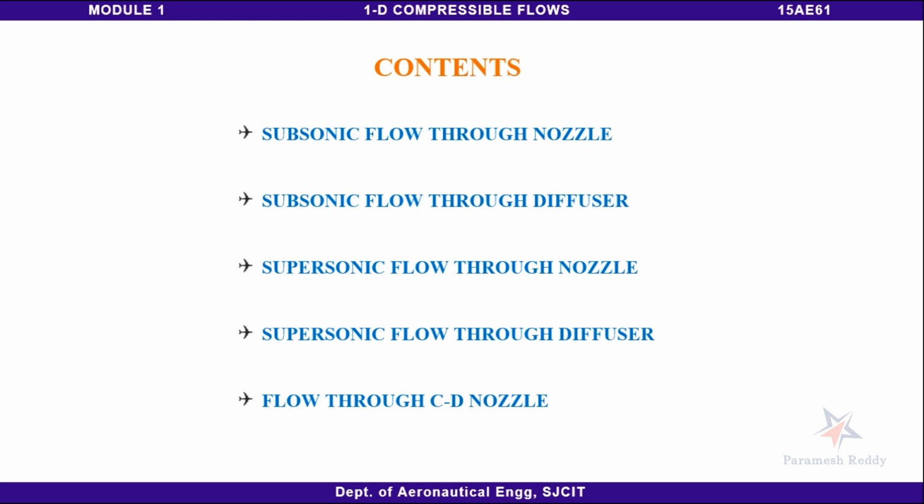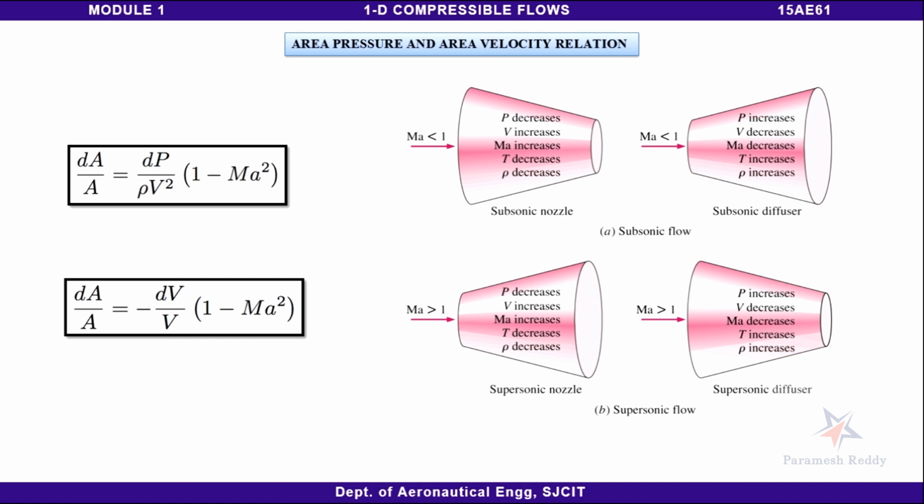Okay, so before going to the nozzle and diffuser, first we will clearly understand the area pressure relationship and the area velocity relationship. You can see here dA by A, this is the area pressure relationship, and this is the velocity area relationship. If the flow is subsonic, 1 minus Mach square will be a positive quantity, and whatever sign we have for dA by A will be the same for dP by rho V square. That means if the area is decreasing, pressure also decreases. The same thing, if area is increasing, pressure increases.